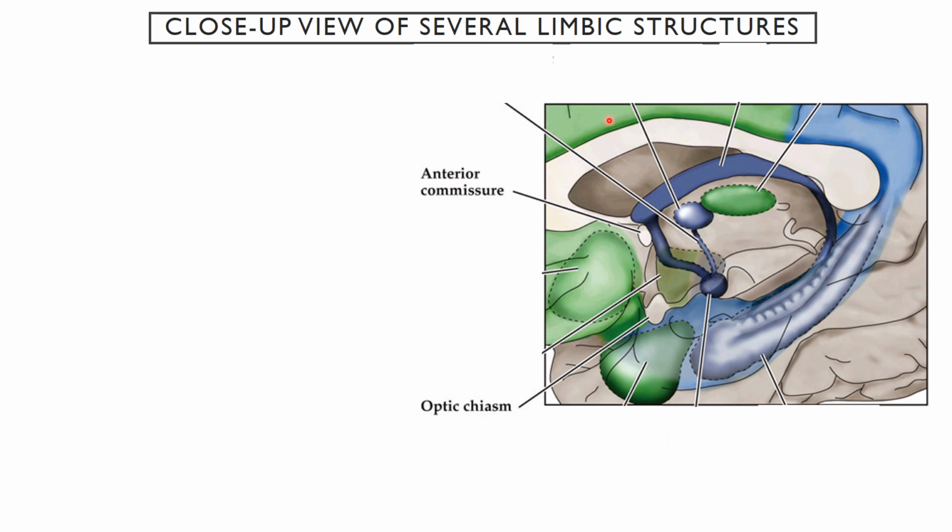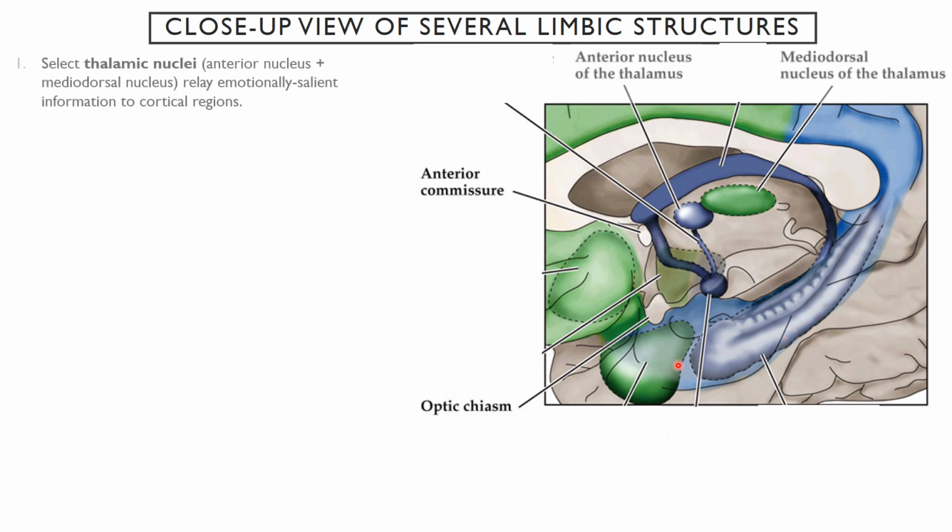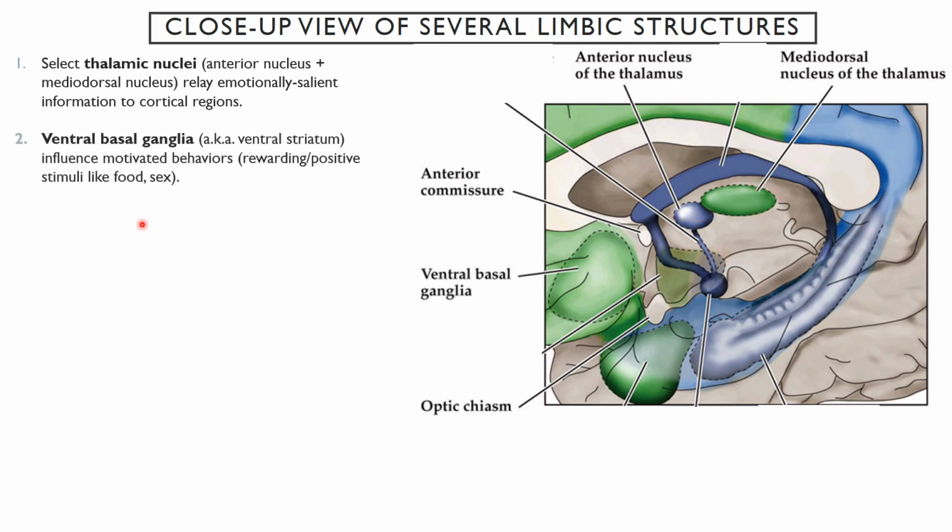So let's get a little closer looking at some of these limbic structures. So we have these thalamic nuclei that are really important for emotion, as we talked about. The anterior nucleus of the thalamus, medial dorsal nucleus of the thalamus. We have the ventral basal ganglia that are related to motivating behaviors. They are going to feed into our overall emotional state. We talked about these: the ventral tegmental area, the VTA, and obviously the nucleus accumbens.